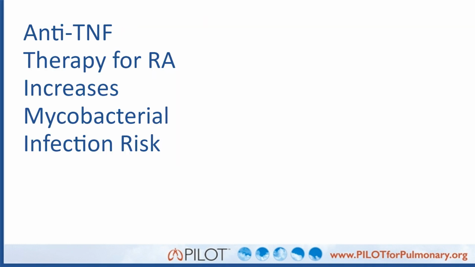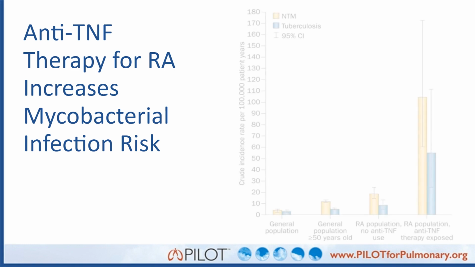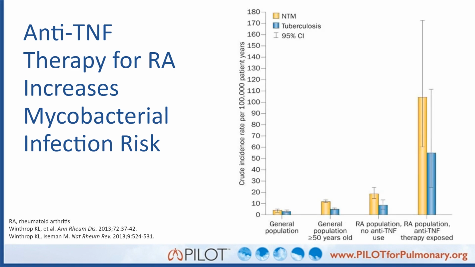Now, we mentioned immunosuppressive agents increasing the risk for NTM. This was a study done by our colleague, Dr. Kevin Winthrop in Oregon, looking at TNF-alpha therapy in the rheumatoid arthritis population. We know that there's an increased risk for tuberculosis in patients that receive anti-TNF therapy, but this study also highlighted that there's an increased risk for NTM lung disease as well for patients with rheumatoid arthritis exposed to anti-TNF therapy.